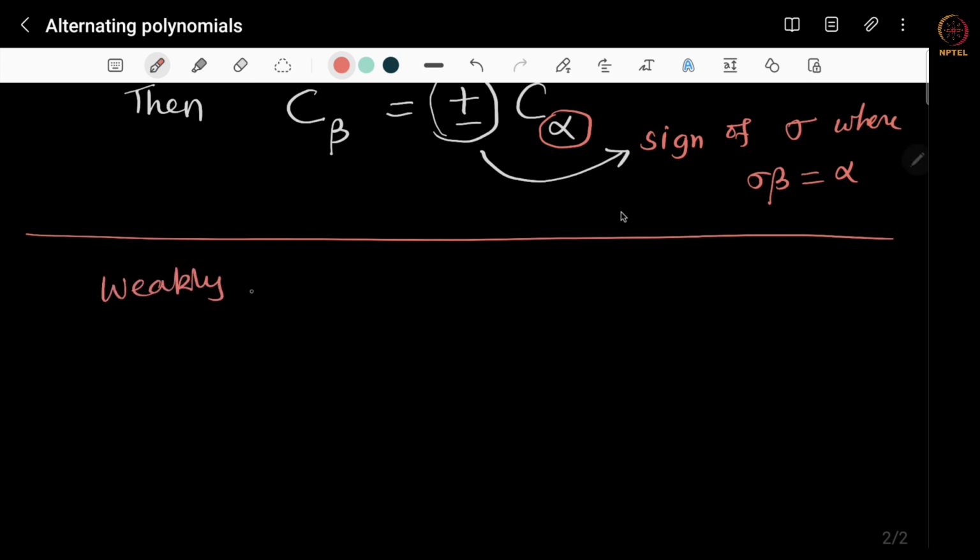Weakly decreasing, so I'll just use this downward arrow. So look at weakly decreasing n-tuples in Z plus to the power n, right? Weakly decreasing multi-indices versus strictly decreasing multi-indices.